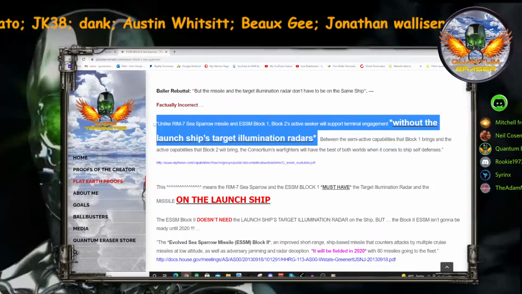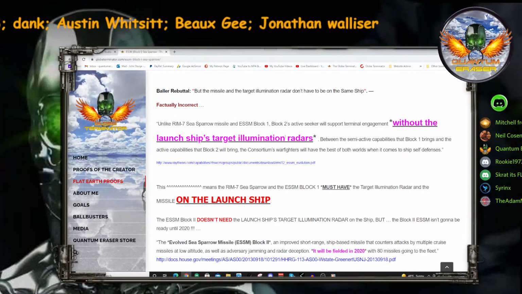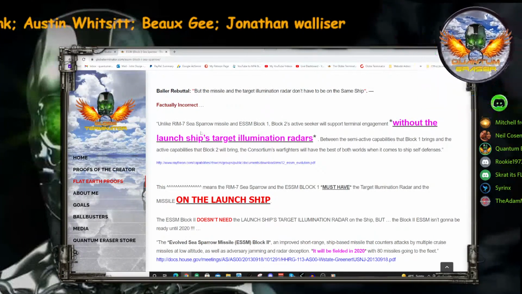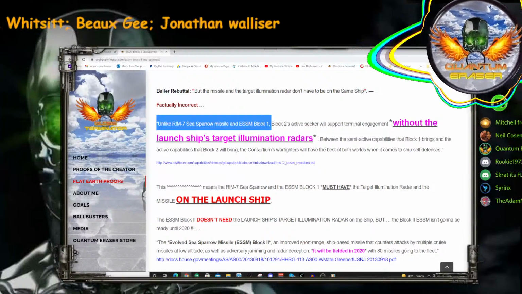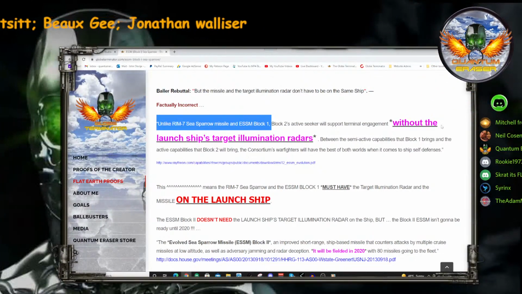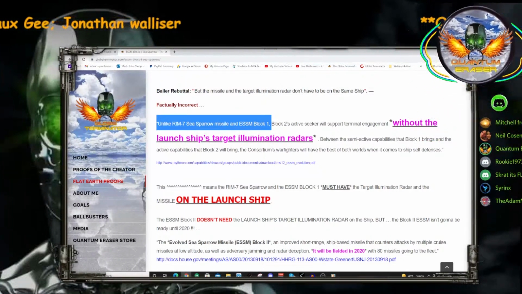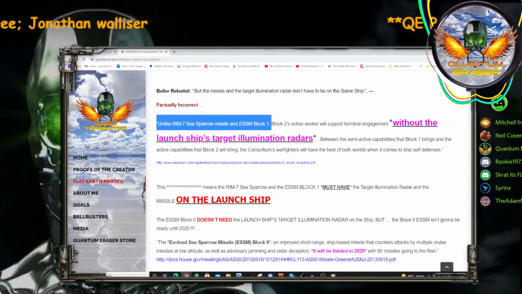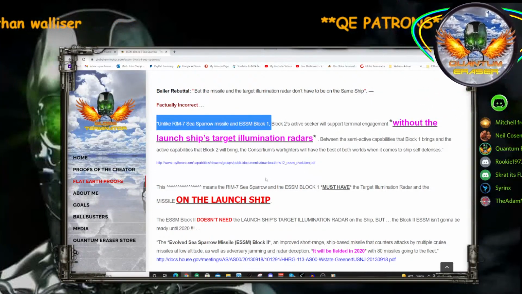Checkmate. It's over. You understand what this statement's saying? Unlike these two, the Block 2's active seeker works without the launch ship's target illumination radars. That means the ESSM Block 1 and the Sea Sparrow RIM-7 need the launch ship's target illumination radar.